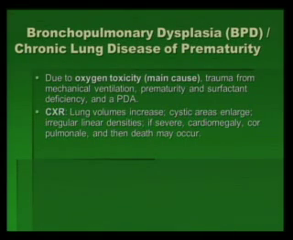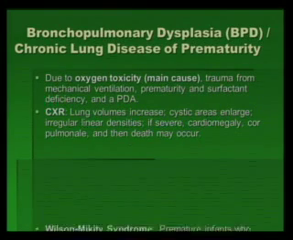On these chest X-rays, the lungs are going to have increased lung volume. There's going to be big cystic areas that can enlarge with irregular coarsened interstitial linear markings. If severe, you're going to have a big heart because there's pulmonary arterial hypertension, cor pulmonale, and then death can occur.